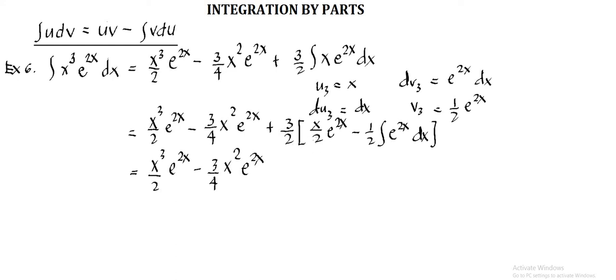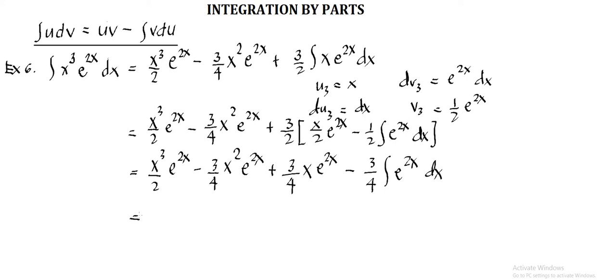So 3 over 2 times x over 2 e to the 2x equals 3 over 4 x e to the 2x. And then 3 over 2 times negative 1/2, negative 3 over 4 integral of e to the 2x dx. So ngayon itong e to the 2x dx, integrable na, no? Yung integral of e to the 2x dx, integrable na siya.